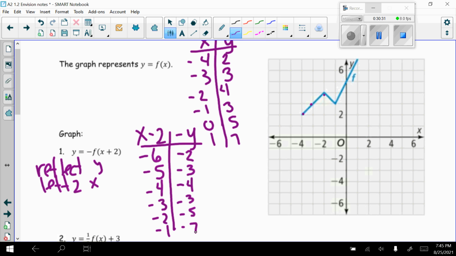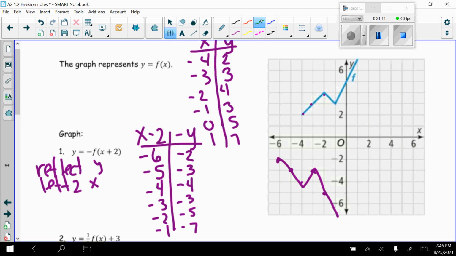We're going to plot those points. So over negative 6, down negative 2. Negative 5, negative 3. Negative 4, negative 4. Negative 3, negative 3. Negative 2, negative 5, negative 1, negative 7. And then I'm going to draw that graph. So I can see that this graph is that blue graph reflected and then shifted left 2. So I reflected it over the x-axis. So if I reflect that over the x-axis, I'm down here. And then I shift over 2, 1, 2. That point matches up. Okay?